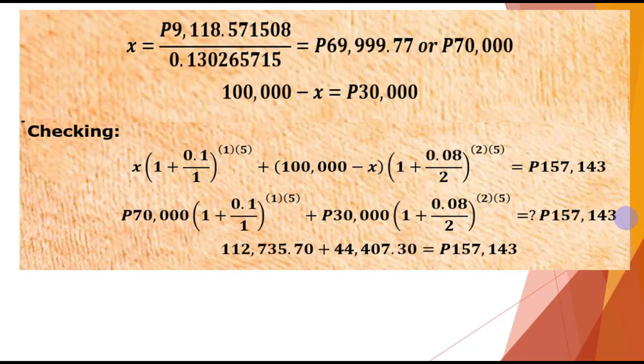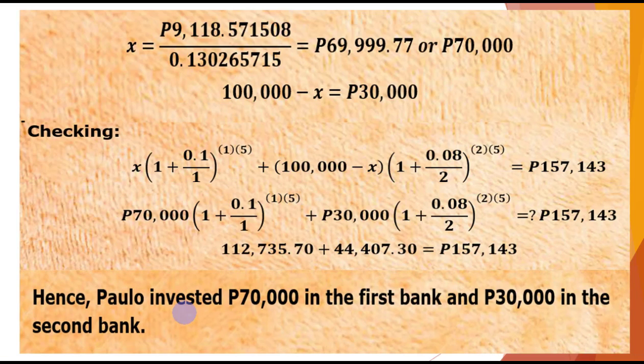So we are very sure. This results to this one, and this whole thing here equals 44,407 pesos and 30 centavos, plus this value, 112,735 pesos and 70 centavos. This will give us the given amount at the end of 5 years. Hence, Paulo invested 70,000 pesos in the first bank and 30,000 pesos in the second bank.